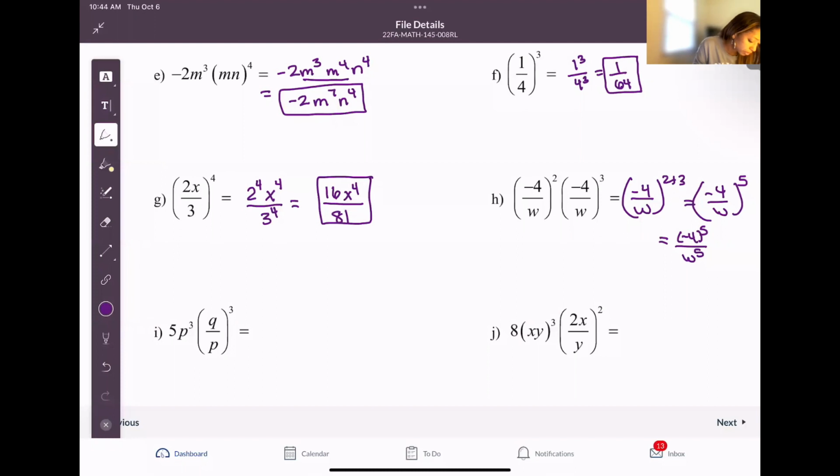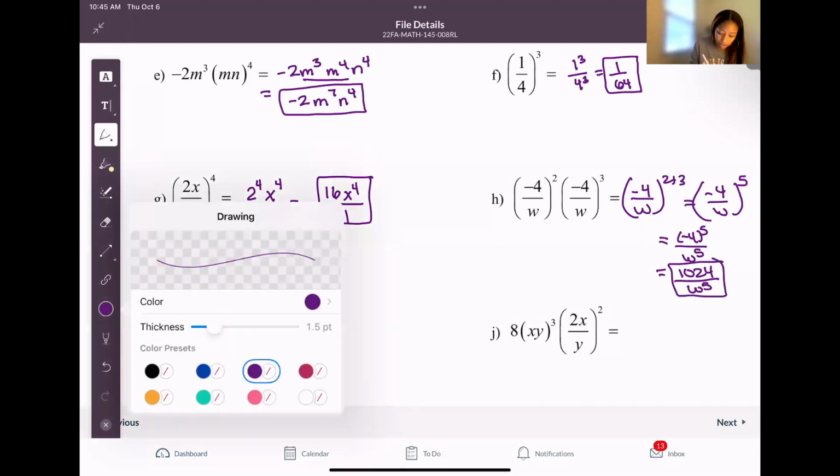Oh, what's 4 to the 5th power? 64. Wait, 4 cubed is 64. That's, let's see. Oops, pressing all of the wrong buttons. I think it's 1,000. 4 to the 5th power would be 1,024. Let me double check myself. 1,024. All right, so this is 1,024 divided by w to the 5th.